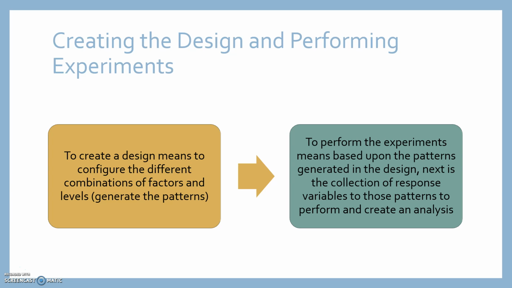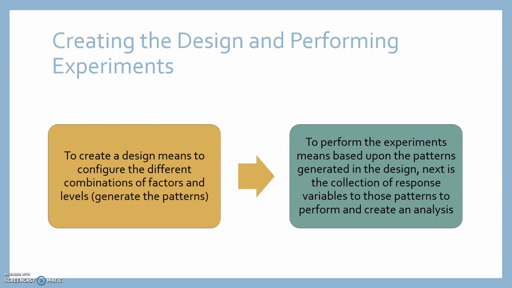To create the design and perform experiments: to create the design means to configure the factors and levels that will be used to achieve the goal. This means creating different combinations of levels of each factor. Each combination will correspond to a particular pattern. This pattern is displayed in the form of plus and minuses, indicating a high or low setting, respectively. Sometimes there's a middle 0 symbol if there's a third setting, in addition to high or low.